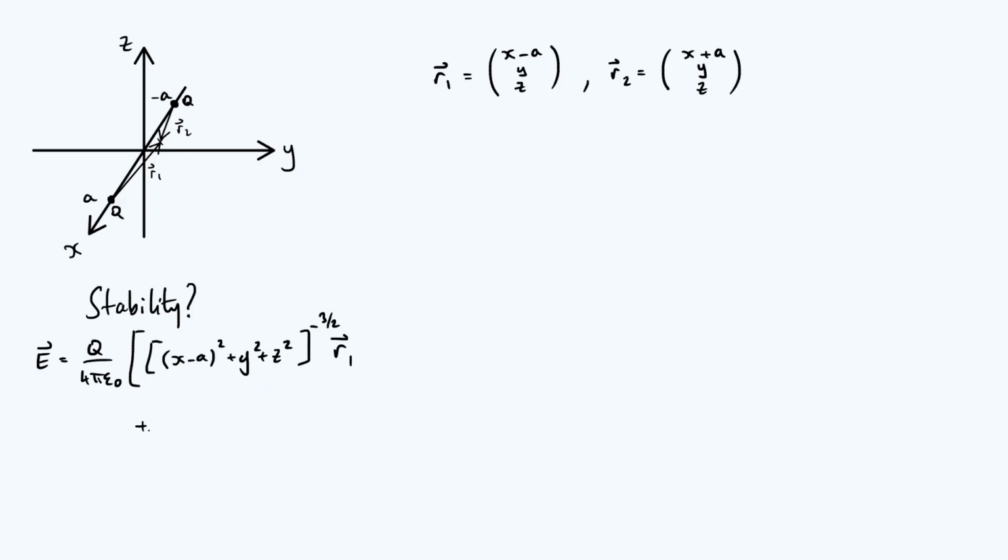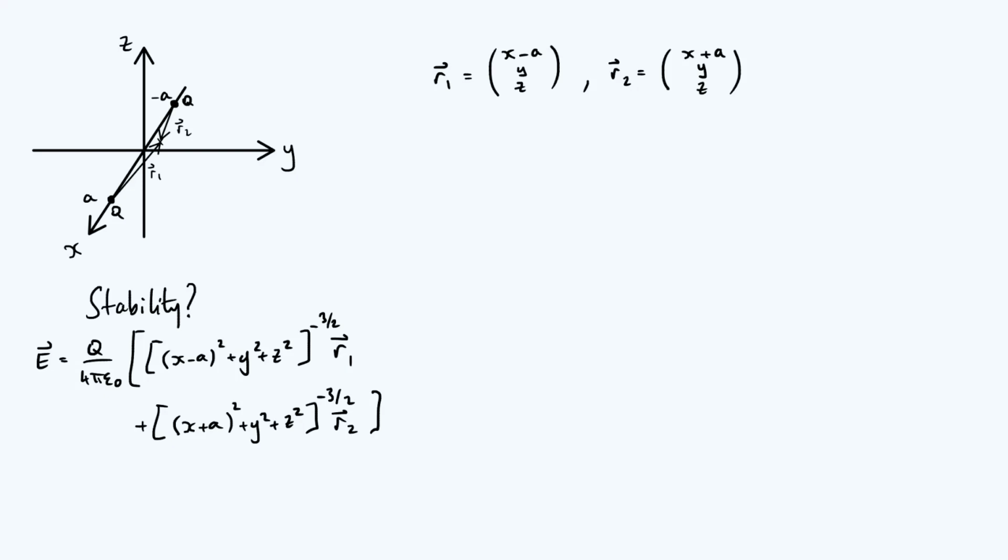And then by exactly the same logic, you're going to have a very similar looking term for the force or the field due to the particle along the negative x-axis. But this time you're just going to have a plus in front of the a. So x plus a squared plus y squared plus z squared, then all to the -3/2, and then that's proportional to the vector r2. So this is a general expression for the electric field at position x, y, z.